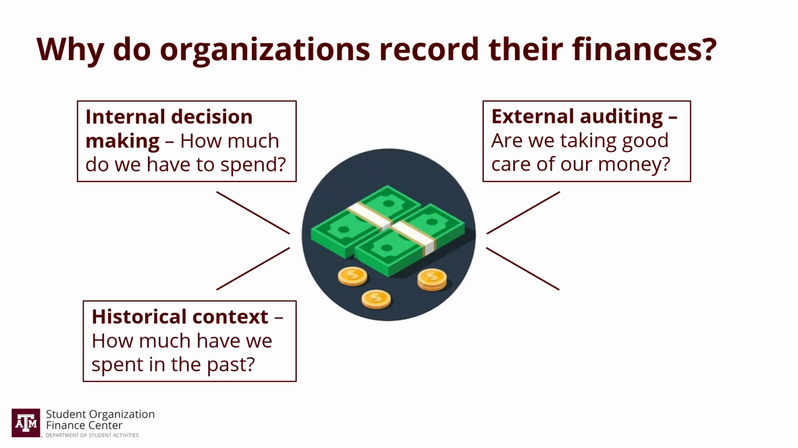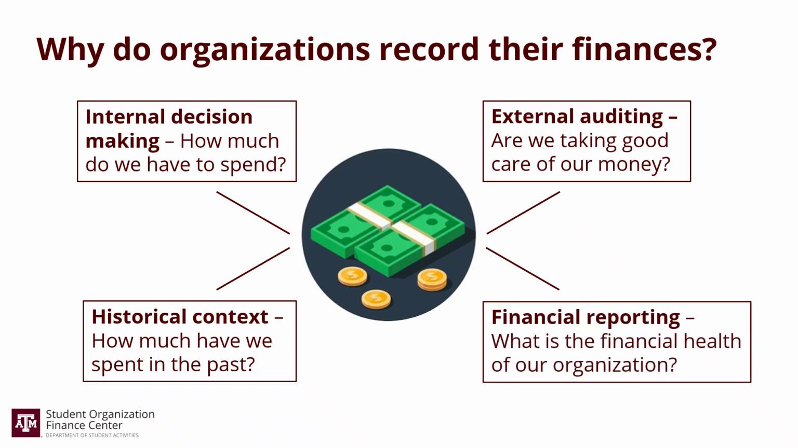Next, organizations track their finances for historical context. When making budgets, you need to refer to historical spending and earnings so that you know about how much you plan to earn and spend in the future. This is helpful not only to know how much you're spending, but also what you're spending on. Finally, tracking finances is important so that you can report to donors and other stakeholders on the financial health of your organization.